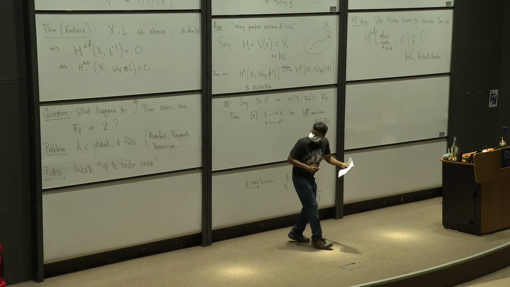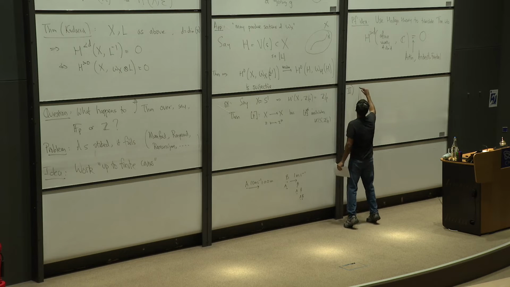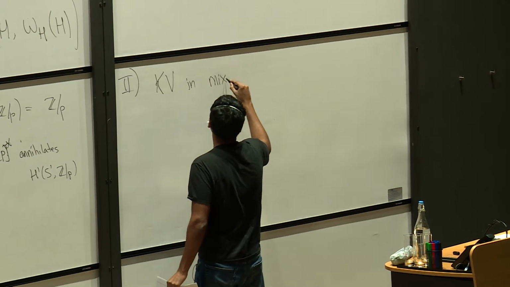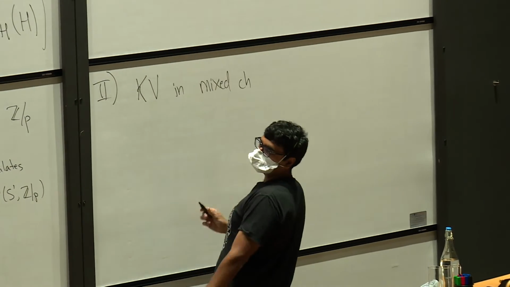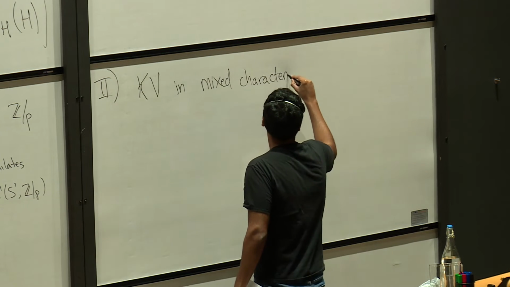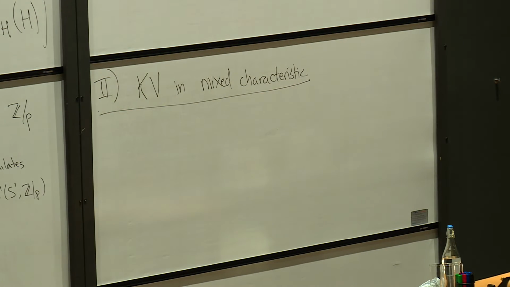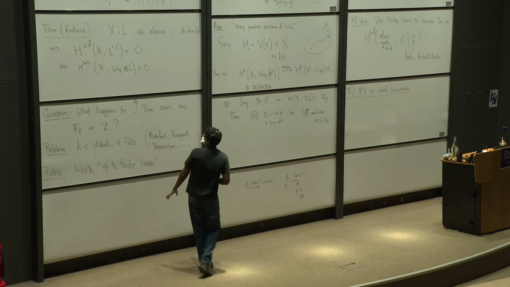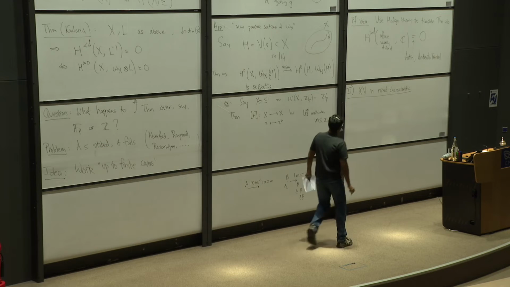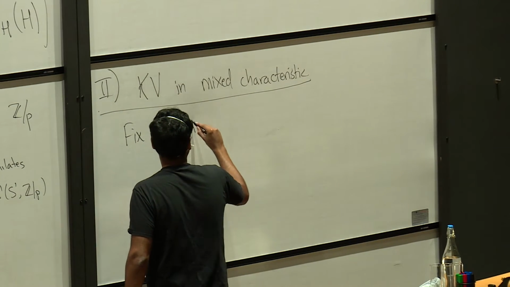So let me explain now what the statements are. This is a version of Kodaira vanishing in mixed characteristic, meaning over something like Z. I will also comment on the case of mod P coefficients in a moment. But let's fix a prime number P. I guess I was implicitly doing this in the previous discussion.